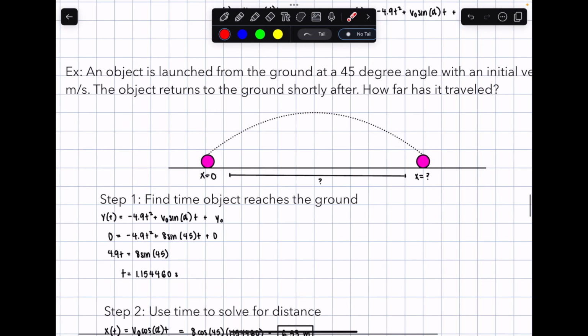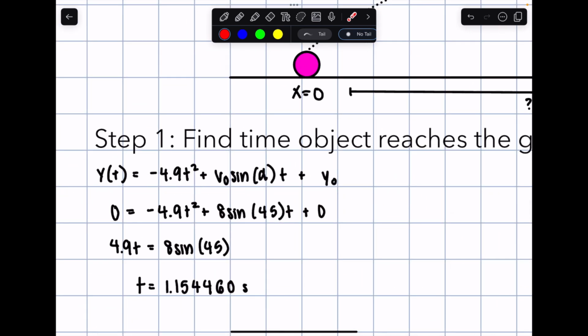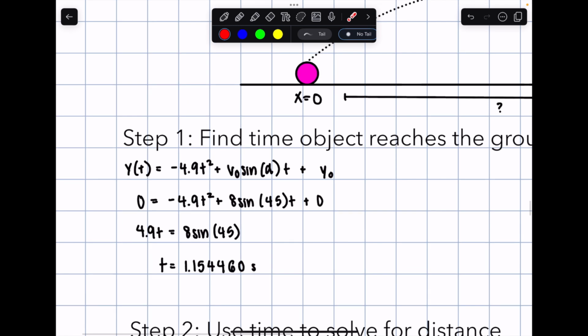So the first step here would be to find the time that the object reaches the ground. To do this, we look at the y position equations. Again, we substitute what we know. We know that it starts and ends at the ground, so we plug in 0 for both of those. And we know, again, our acceleration divided by 2, and we also know our initial velocity and our angle. We're trying to solve for time. When we solve all of that, we get the time is approximately equal to this value right here.